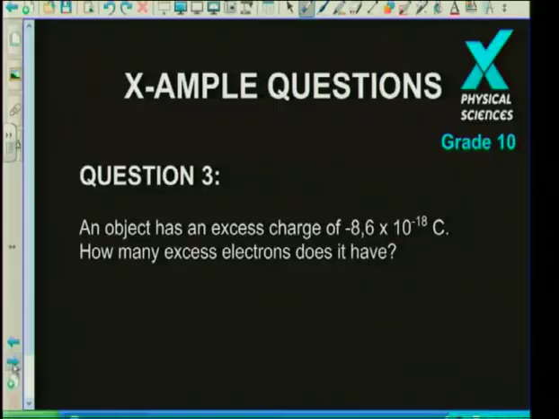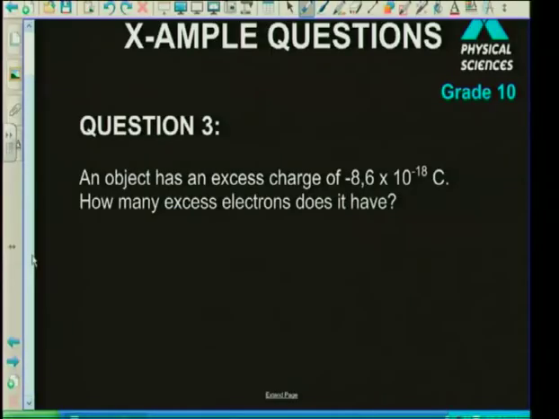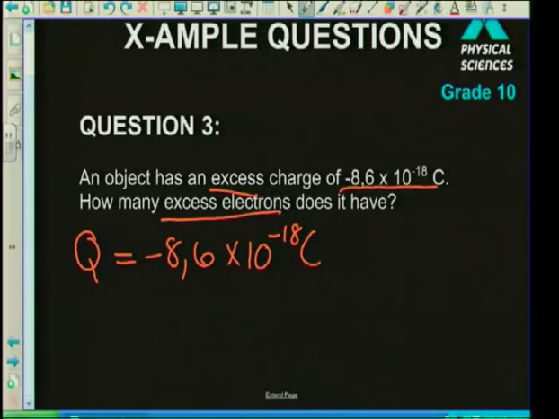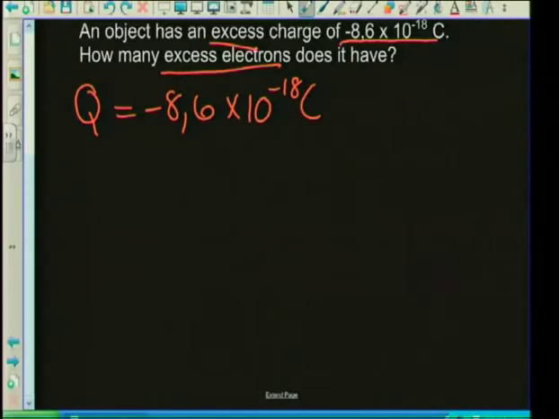Third example. Okay, now we're starting to get into the math part of things, and we go, don't like this so much. So, an object has an excess charge, brilliant, of minus 8.6 times 10 to the minus 18. That means Q is minus 8.6 times 10 to the minus 18. How many excess electrons does it have? So they want n.